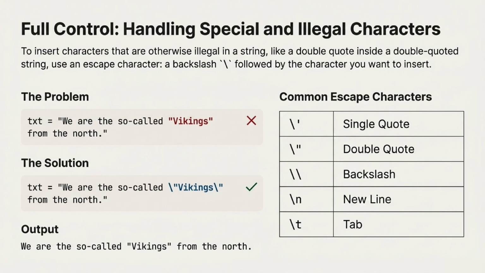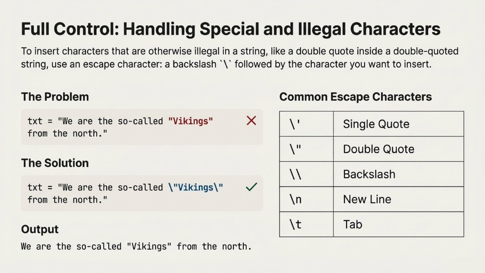In Python, certain characters such as quotation marks can cause syntax errors when used incorrectly inside strings. To safely include these characters, Python uses an escape mechanism where a backslash is placed before the character that needs to be inserted. The problem shown in the slide occurs when double quotation marks are used inside a string that is already enclosed in double quotes. Python interprets the inner quotes as the end of the string, which results in an error. This is a common mistake when beginners try to include quoted words directly in text.